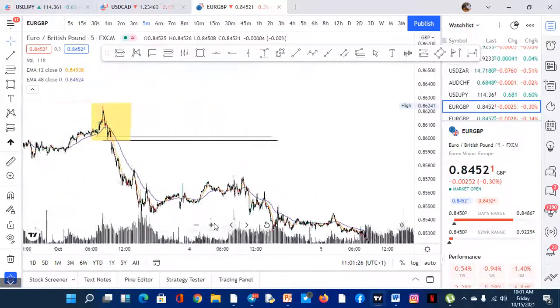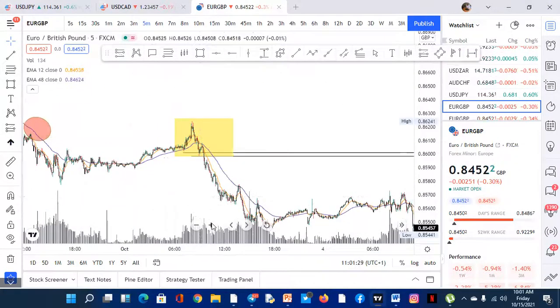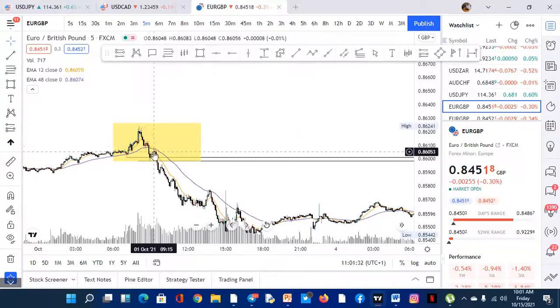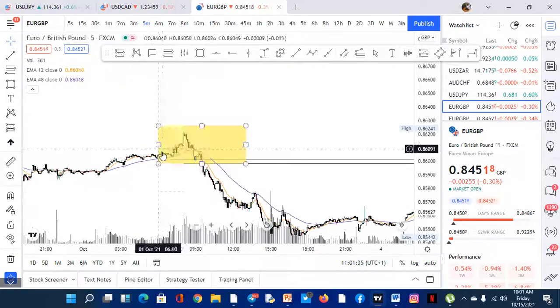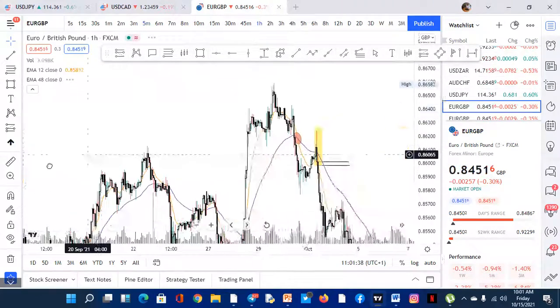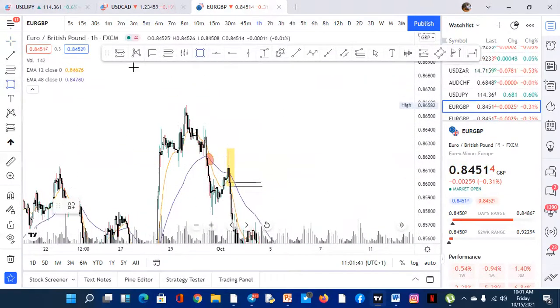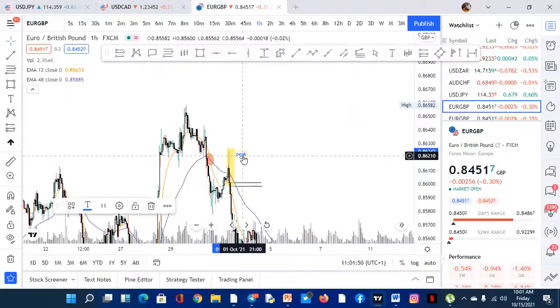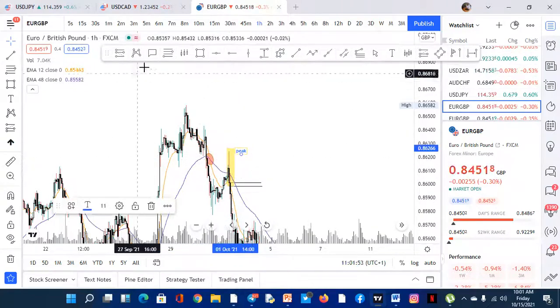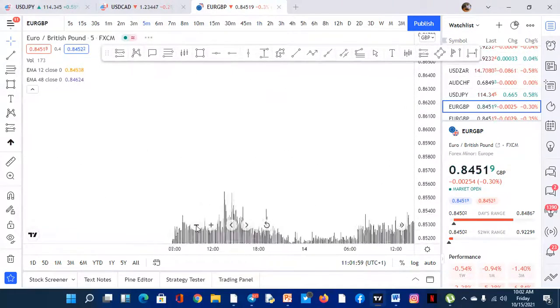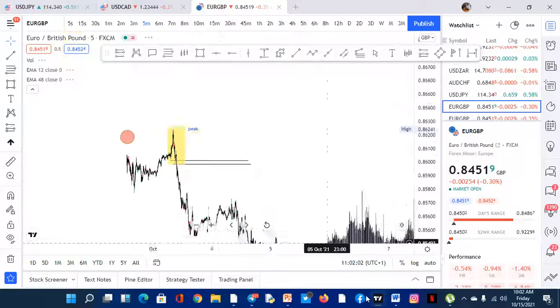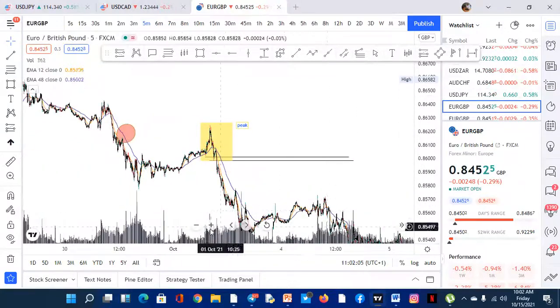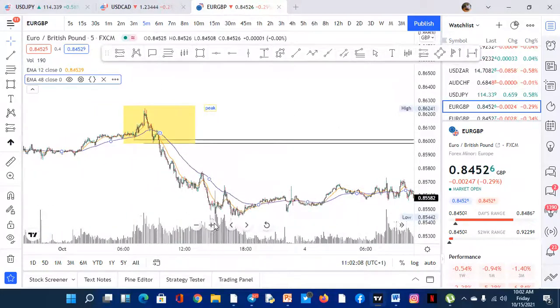Cross, touch, and close. Okay, on the 5 minutes, we had a cross here. We have a cross here, which means that this thing we saw in a 1 hour is a peak on the 5 minutes. So we have a 5 minute peak here. A peak has been formed on the 5 minutes. Okay, so this is a 5 minute peak.